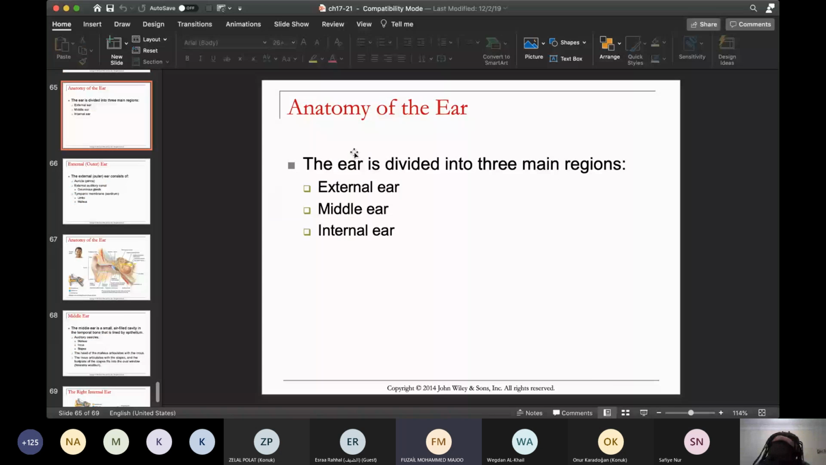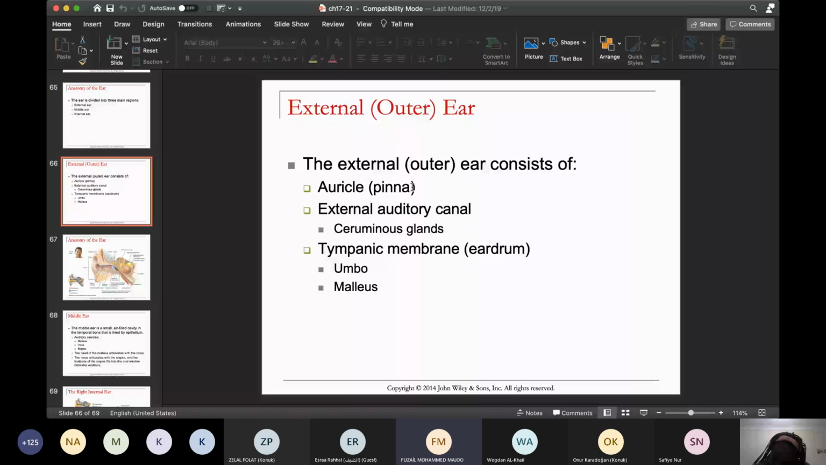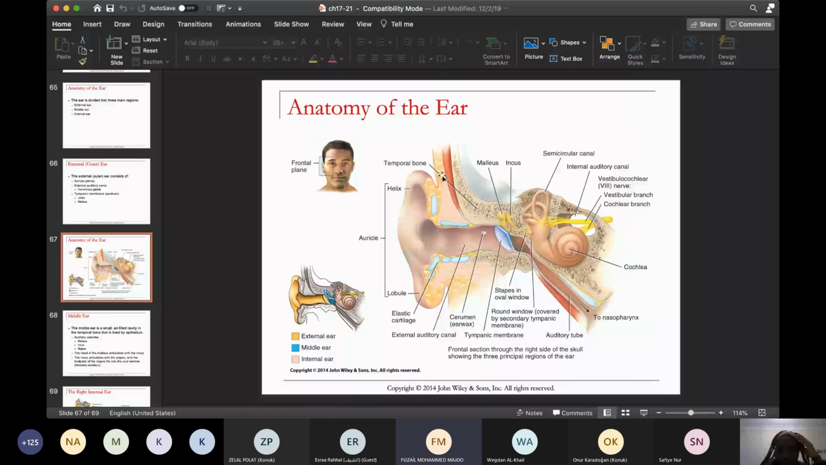The external ear is made up of the pinna, okay, which is also called the auricle. There's also the external auditory canal, which also houses the ceruminous glands. And then there's the tympanic membrane, or your eardrum, okay? So let's look over here in the photograph. So this is your entire ear. This part down here, that's the lobule.